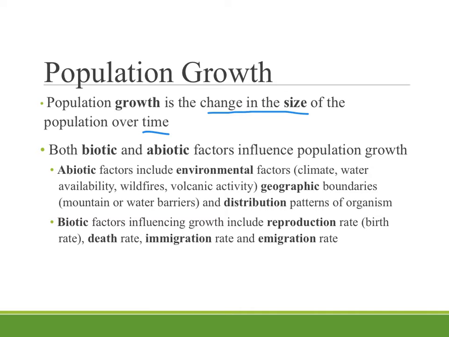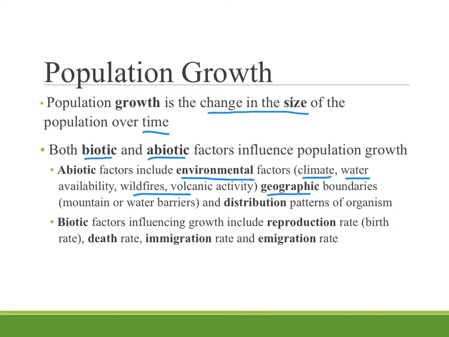And this population change is influenced by both biotic and abiotic factors. And so there's a number of things that will influence whether a particular population is increasing or decreasing. Starting with our abiotic factors, we can think about what sort of things can happen in the environment. What is the climate like? What water is available and has it changed? What sort of natural disasters might come along, such as a wildfire or a flood or volcanic activity?